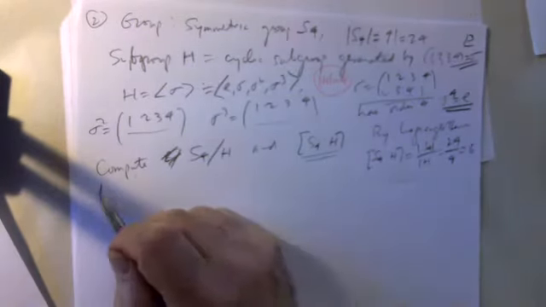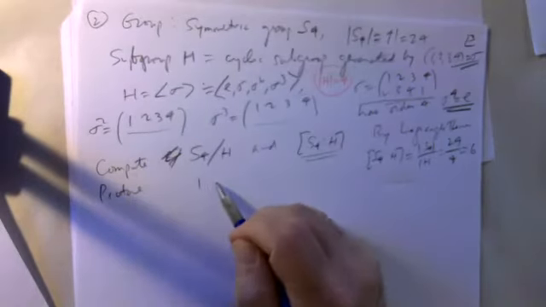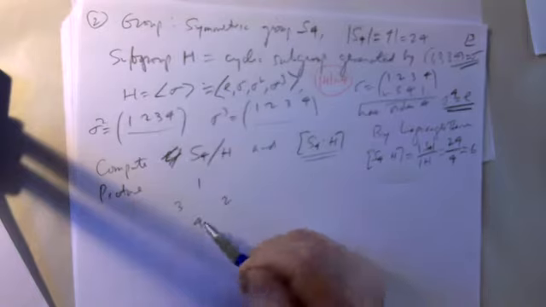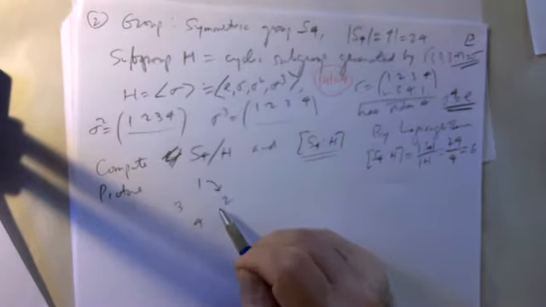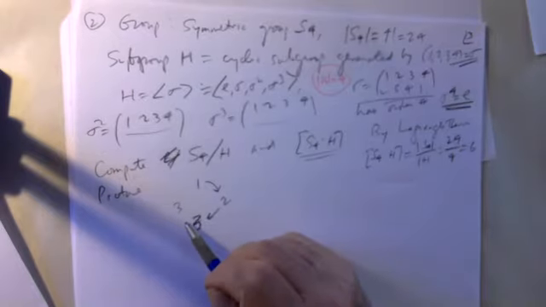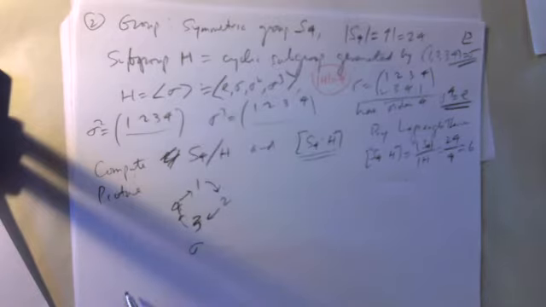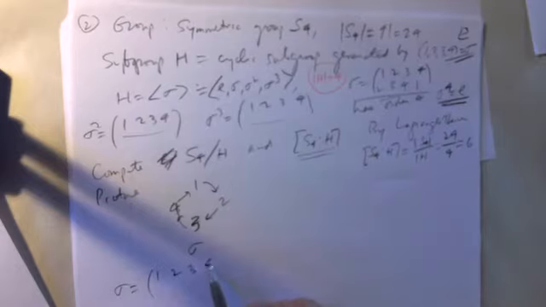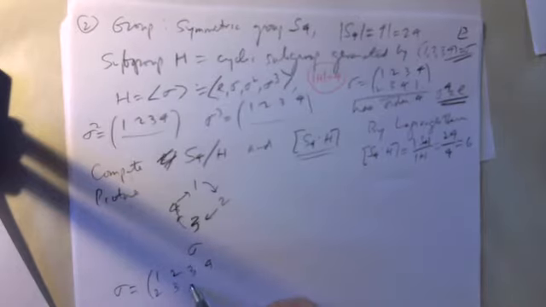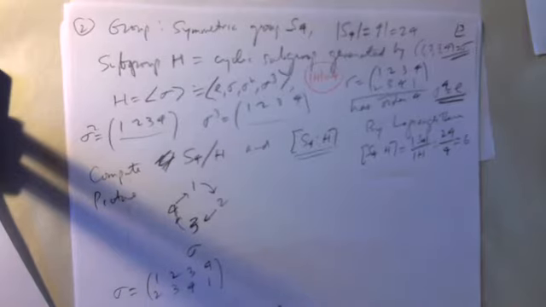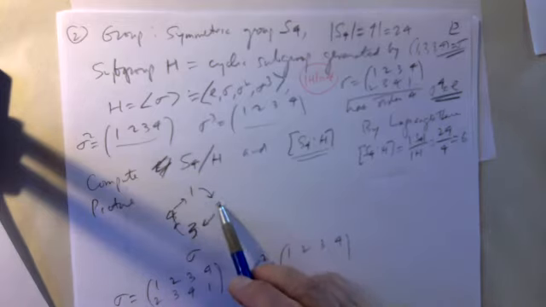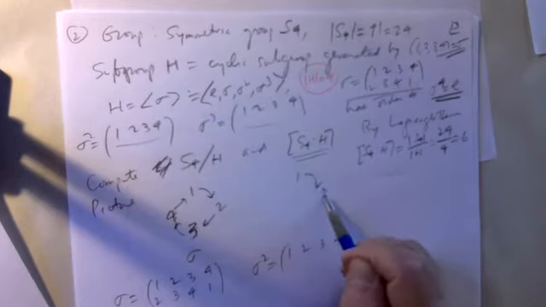You can draw a picture. 1, 2, 3, 4. What does sigma do? It sends 1 to 2, 2 to 3, 3 to 4, and 4 back to 1. That's sigma, right? If you write it in standard form, 1 goes to 2, 2 goes to 3, 3 goes to 4, 4 goes back to 1. What is sigma squared? That's when you compose sigma with sigma. So 1 goes to 2, and then 2 goes to 3. So for sigma squared, 1 goes to 3.